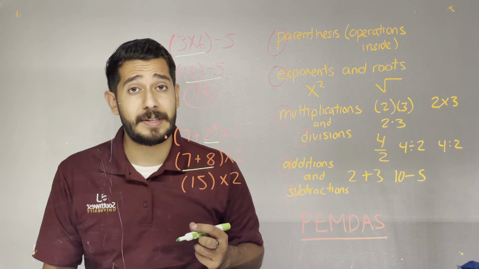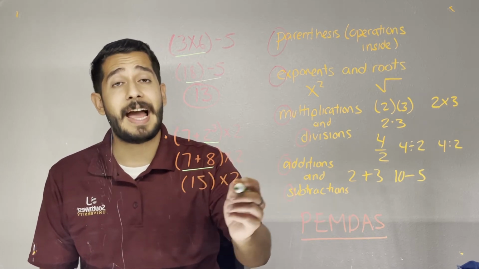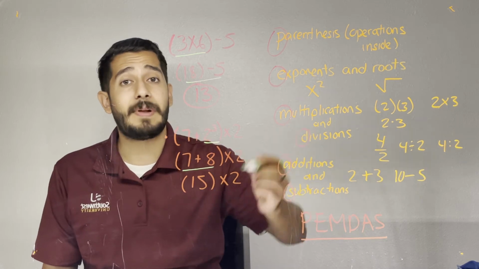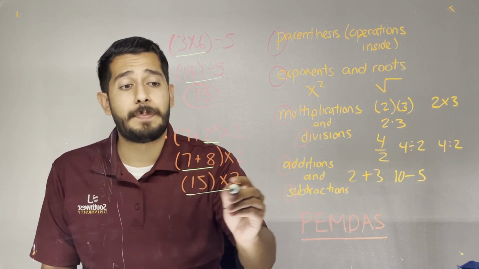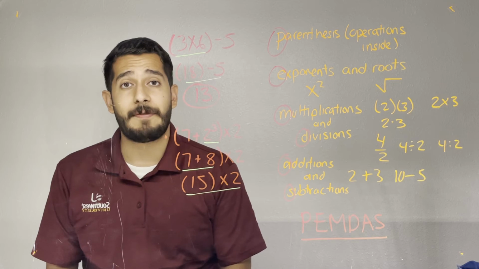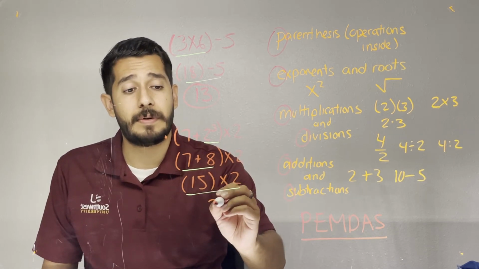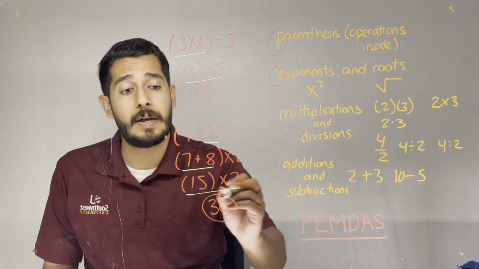If we keep doing PEMDAS, the last operation that I have is 15 times 2. That falls in the multiplications and divisions, and I have to perform it in order to complete simplifying this expression. So 15 times 2, the result is going to be 30.